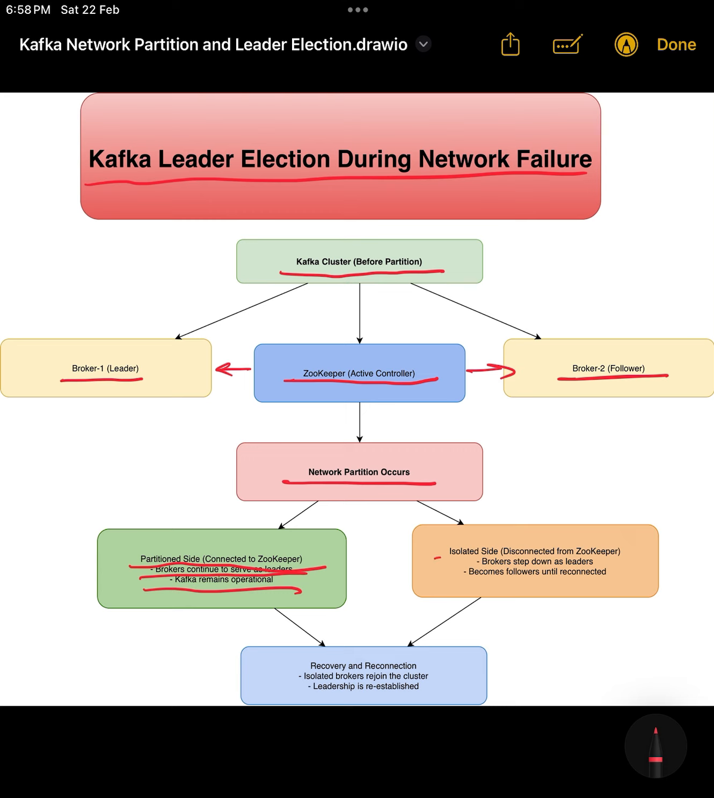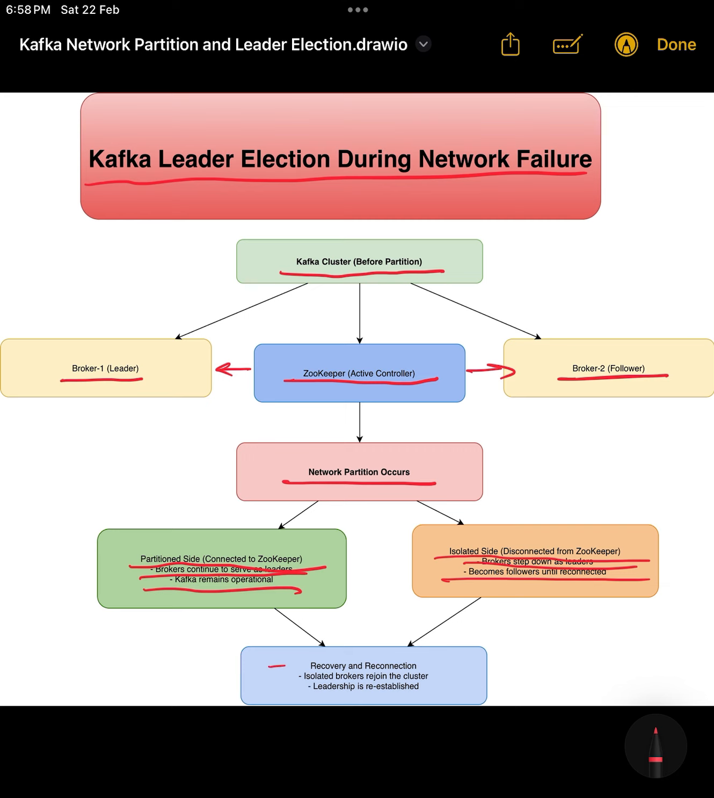2. Isolated side, disconnected from Zookeeper. Brokers lose connectivity to Zookeeper, meaning they can't communicate with the active controller. These brokers step down as leaders and stop serving client requests. They remain in standby mode as followers, waiting to reconnect. At this stage, the isolated brokers are effectively non-functional.